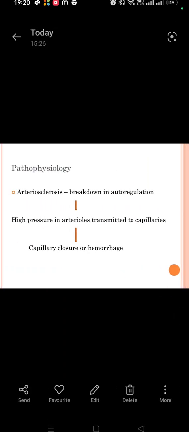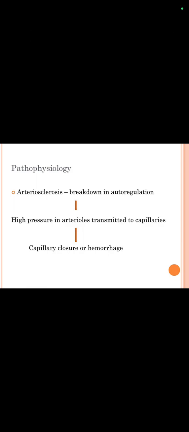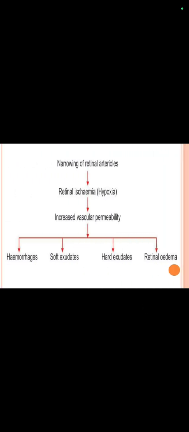So what is the pathophysiology of hypertension? Whenever there is arteriosclerosis, there is breakdown of the autoregulation, the blood cycle of the retina. So what will happen? There will be higher pressure in the arterioles because of the arteriosclerotic changes. This pressure will be transmitted to the capillaries. So either there will be capillary closure or there will be hemorrhage.